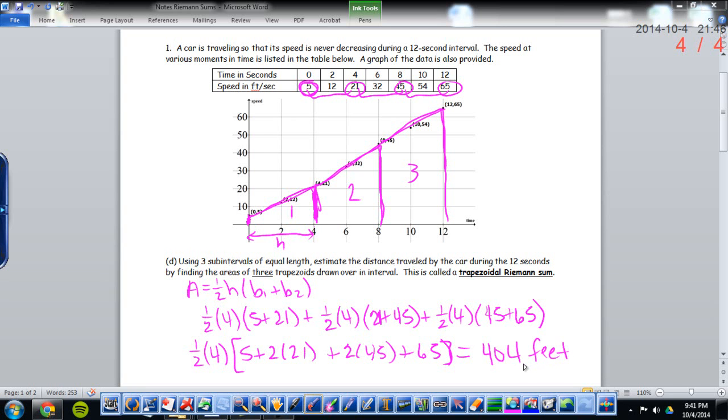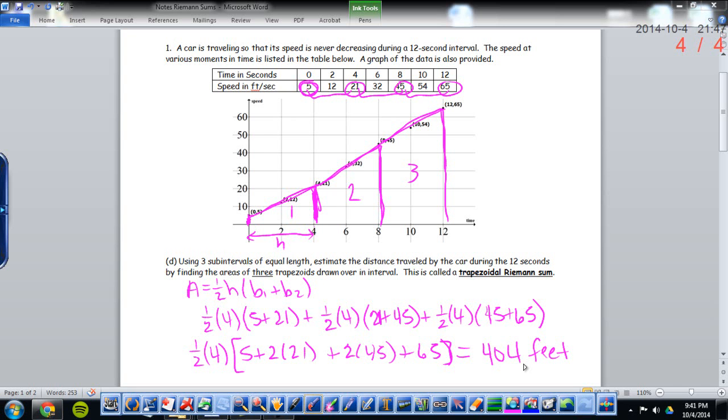And if you'll notice, if you look back at the midpoint sum, it was 392, and the trapezoid is 404. Those are usually going to be very similar to each other. They're going to be very close because they're both fairly accurate. And for this particular set of data, we don't know which one is more accurate, and that's okay. They're not going to ask you that for data that looks like this.